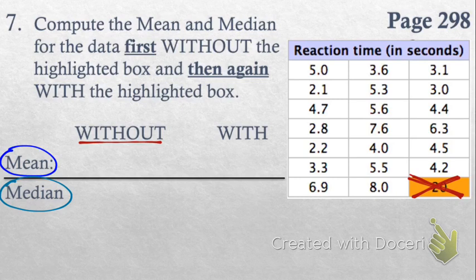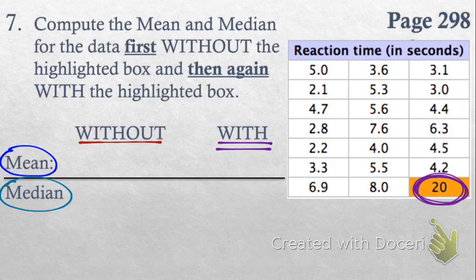And after you get the mean and the median without that highlighted value, then I want you to do it again. And that second time, I want you to include this highlighted piece of data. I'm going to give you guys a couple minutes to do that. I want you to calculate both the mean, that's where you add them all up and you divide, with and without that highlighted value. And I want you to calculate the median. So you're going to have to put all the numbers in order and cross out until you get to the middle, both with and without that value. I'm going to give you guys about 3-4 minutes to do that.